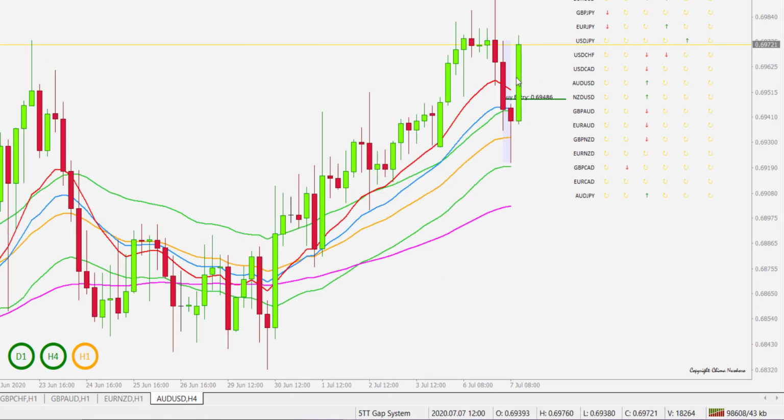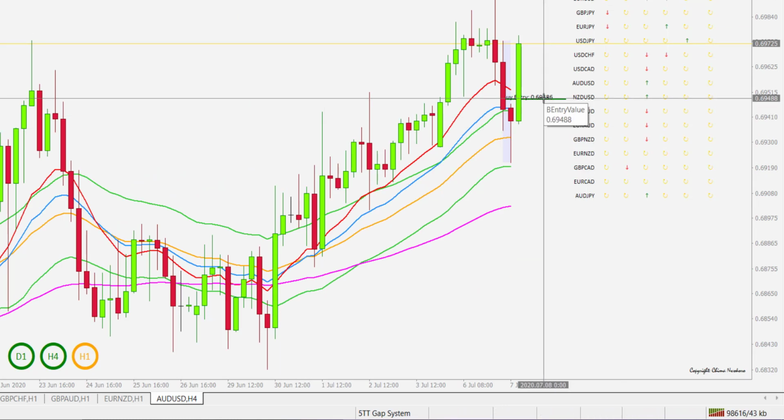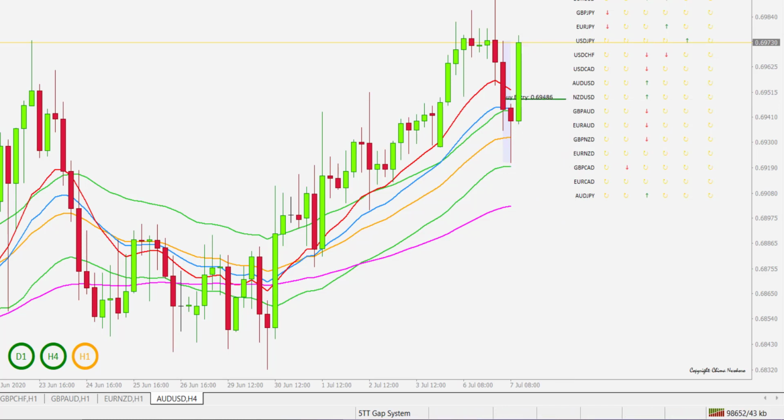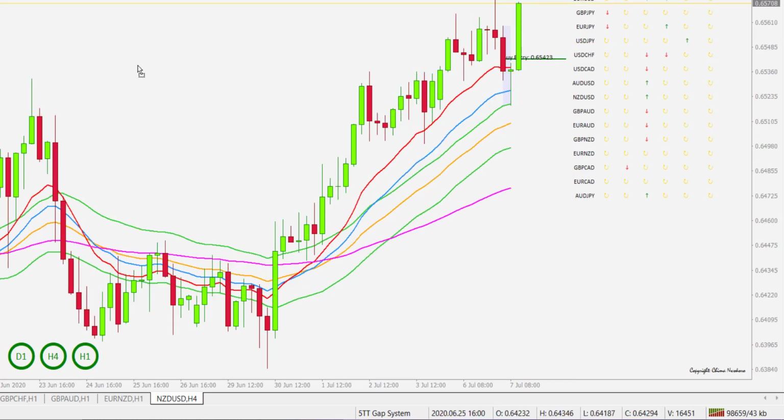AUD USD, boom, price has gone up and is currently at, let's see how many pips up now, 27 pips. Stop loss could have been 29 if you went for that low there. If you went for that low, it is about 50. But if you went for that low now, you're already up almost 1 to 1. That's AUD USD.